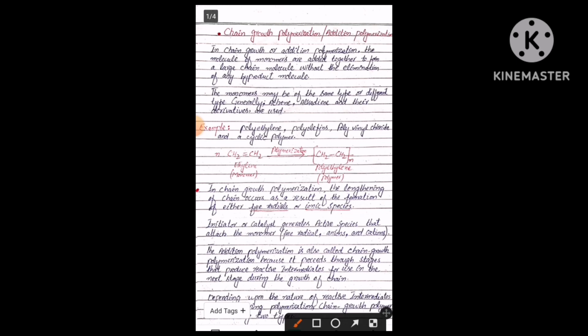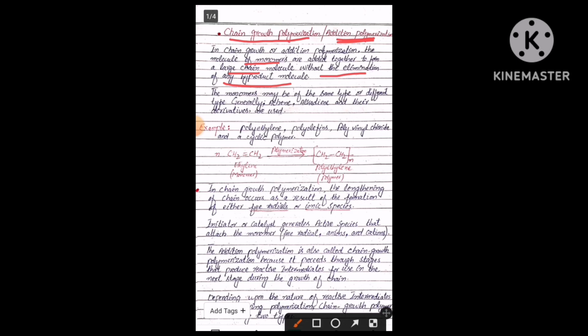Today we will study a detailed topic with mechanism. The topic name is chain growth polymerization or addition polymerization. In chain growth or addition polymerization, the molecules of monomers are added together to form a large chain molecule without the elimination of any byproduct molecule.